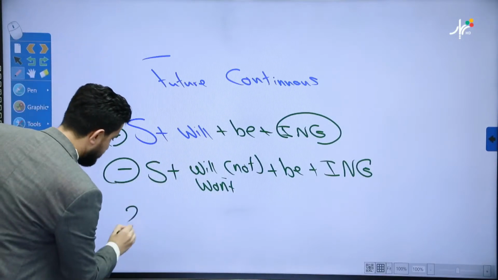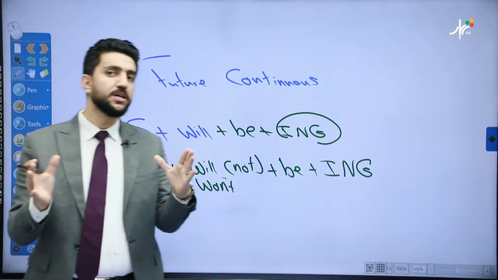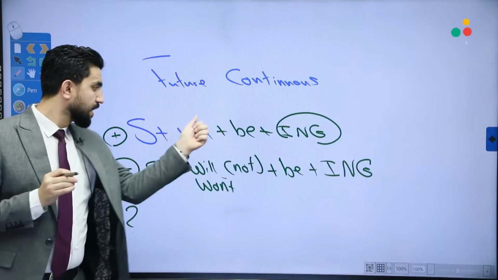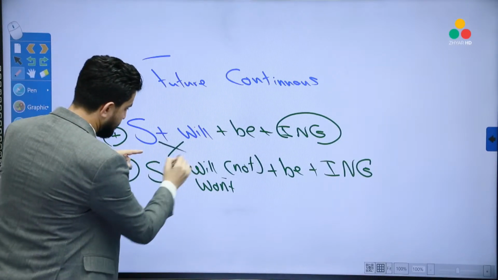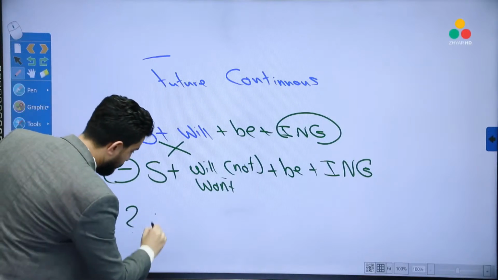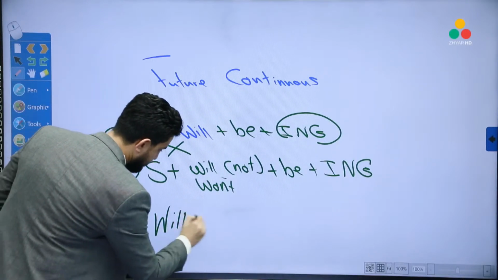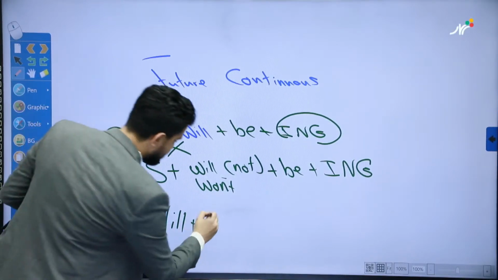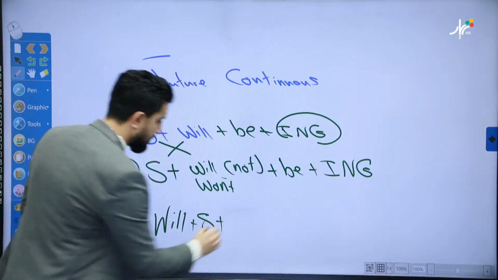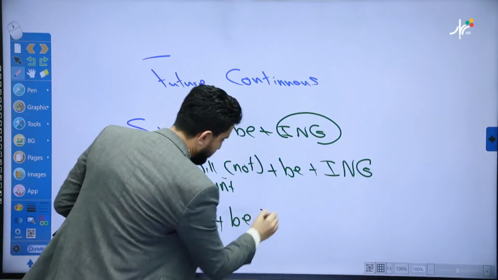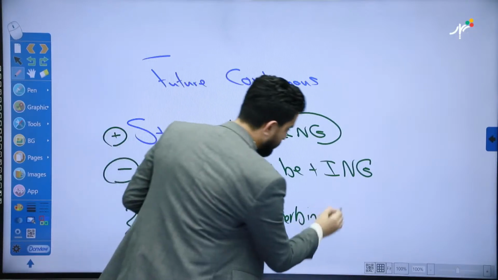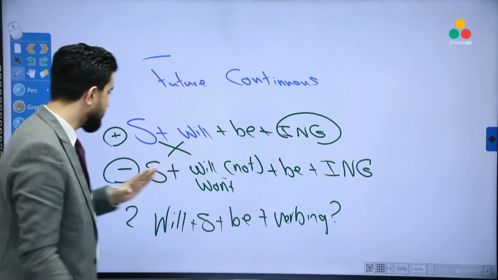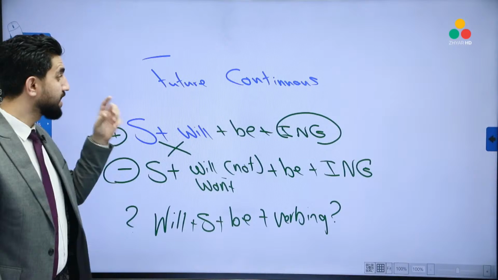What about question? When it comes to English, whenever we have question forms, we do it like this. So for example, will she, will he, something like this. So will plus subject plus be plus verb ing, and then question mark. This is how we use future continuous.